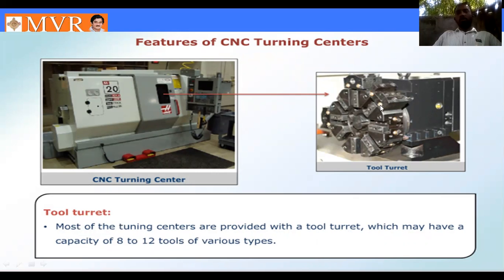So we set the tools on the tool turret, and after that only we can start cutting, drilling, grinding, polishing. Every operation is done on this tool turret only. Tool turrets are very important. Most of the turning centers are provided with a tool turret which may have a capacity of 8 to 12 tools of various types. That is one of the features of CNC turning centers.